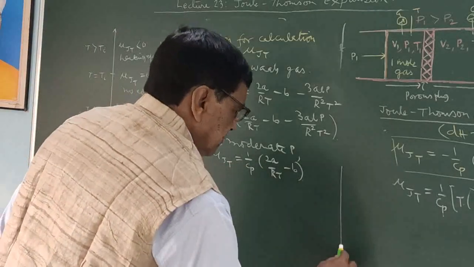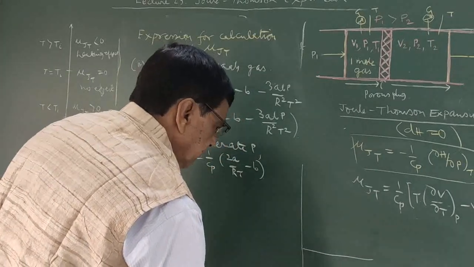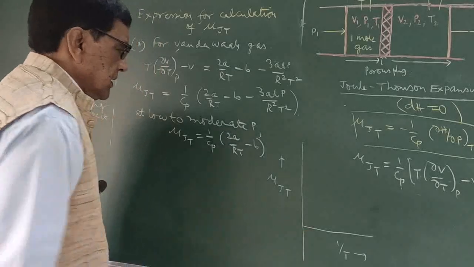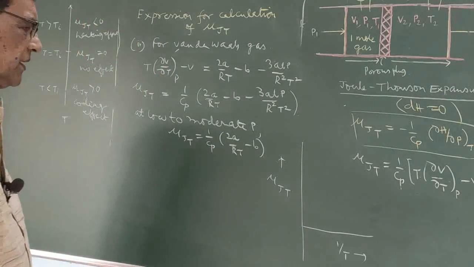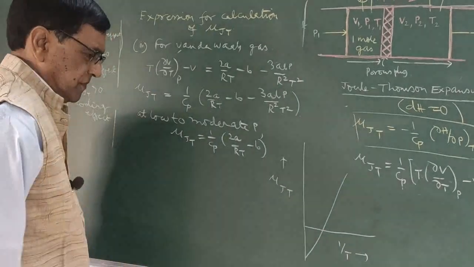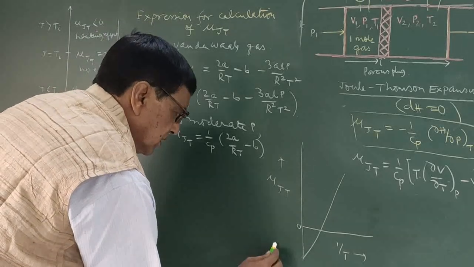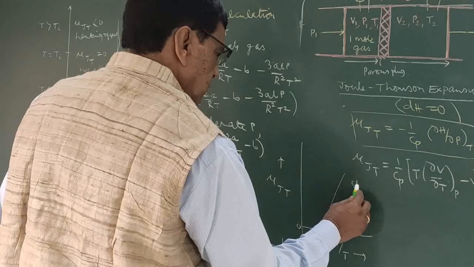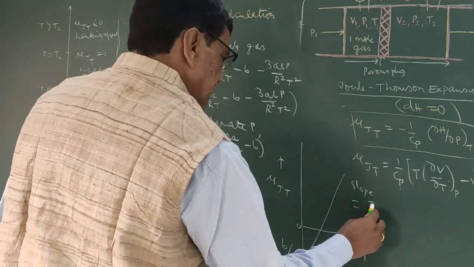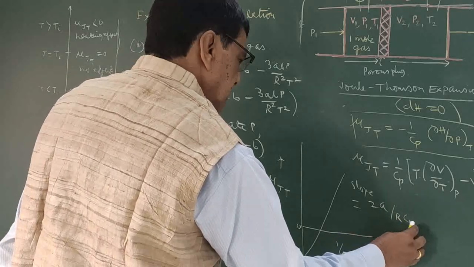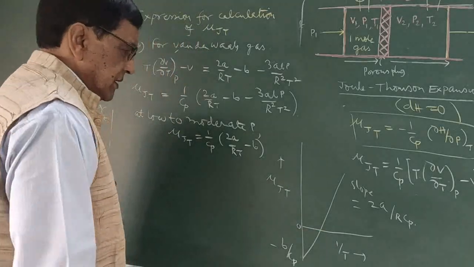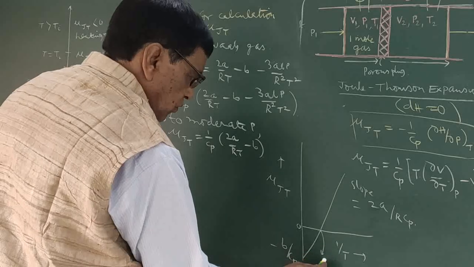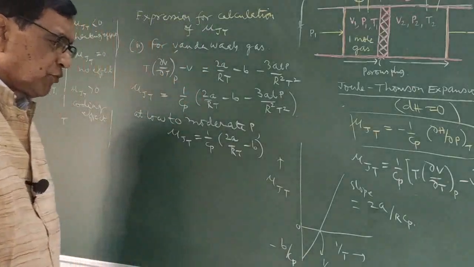So again, if we plot 1 by T and here mu JT, then it will be a linear plot, and this will be like this, and it is 0. So this one will be minus B by Cp, and the slope will be equal to twice A by R Cp, and in this case mu JT equal to 0, and so this point will be 1 by Ti, meaning the reciprocal of this inversion temperature.